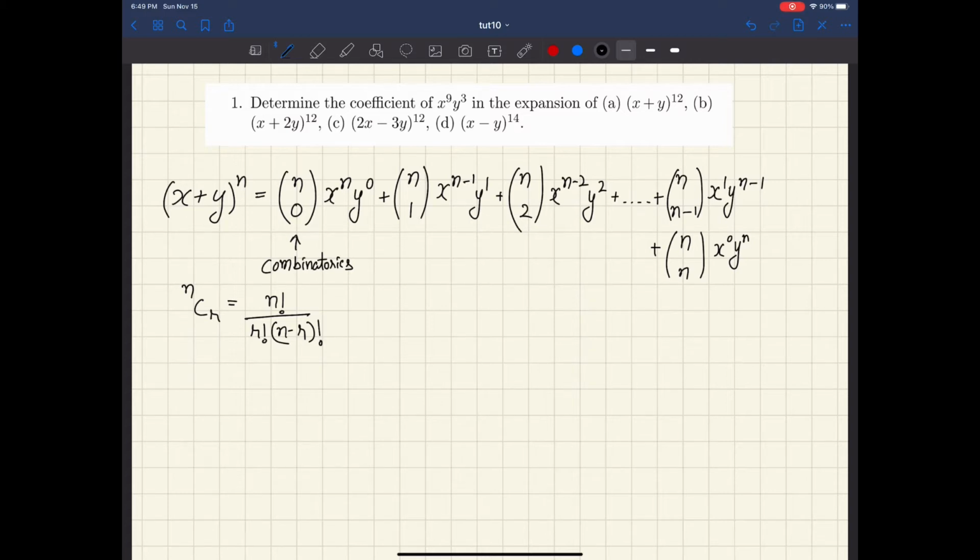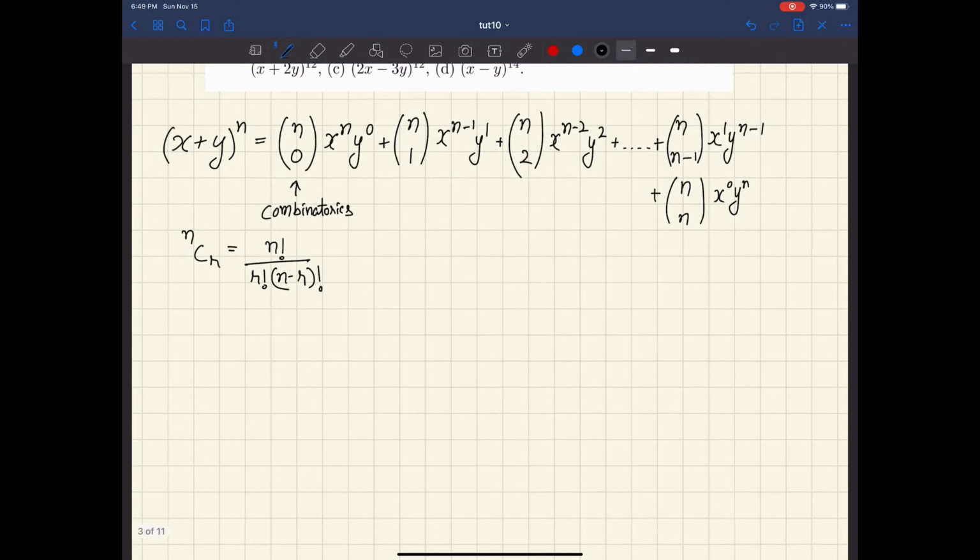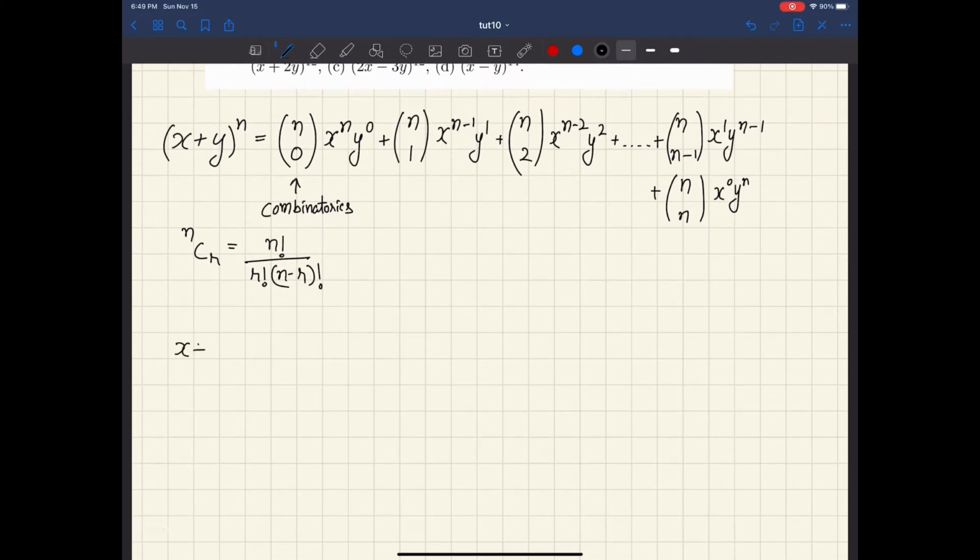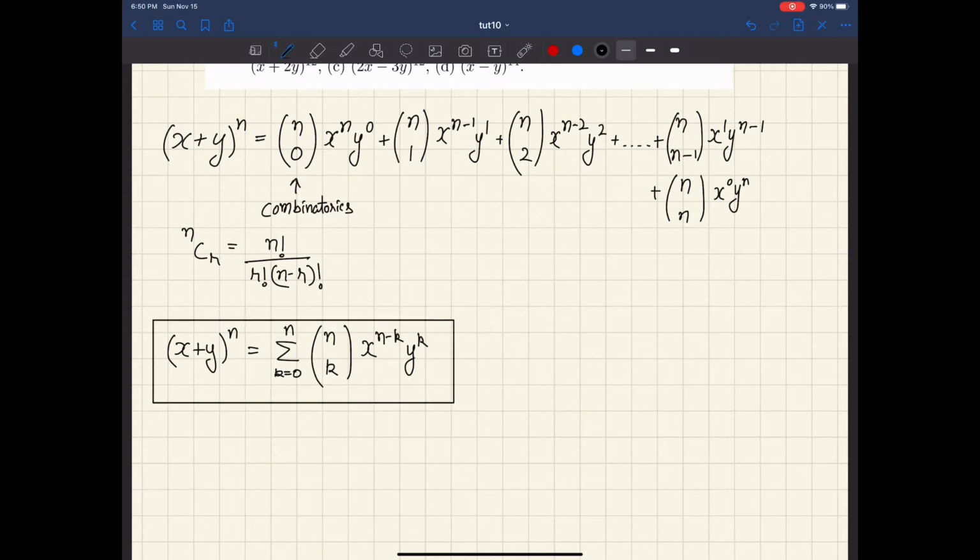Now, there's a generalized definition of the binomial formula, which looks like (x plus y) to the power n is equal to the summation from k equals 0 to n of nCk x to the power n minus k y to the power k. So now we have these basic formulas ready. We can go on to the questions.